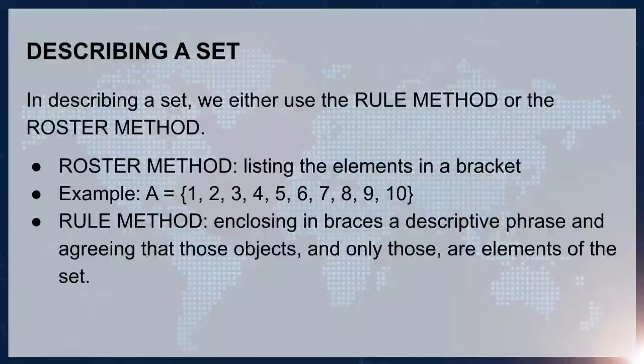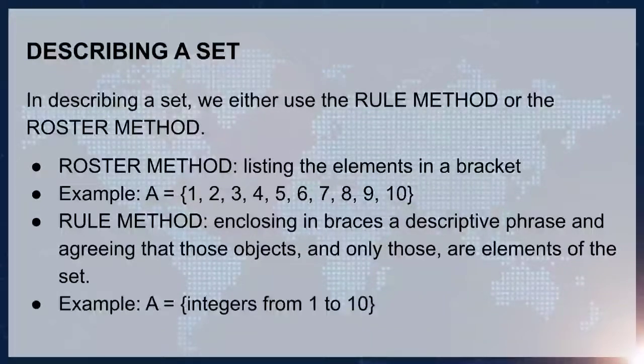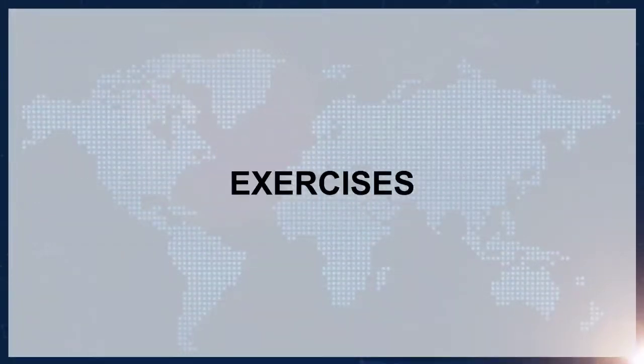The other method, the rule method, basically we enclose in braces a descriptive phrase, agreeing that those objects and only those objects are elements of the set. So using the same example, we can say that set A, and then two curly brackets, inside the two curly brackets we write integers from 1 to 10. So basically we describe the elements of set A and the description is integers from 1 to 10. Okay? So let's have some exercises.